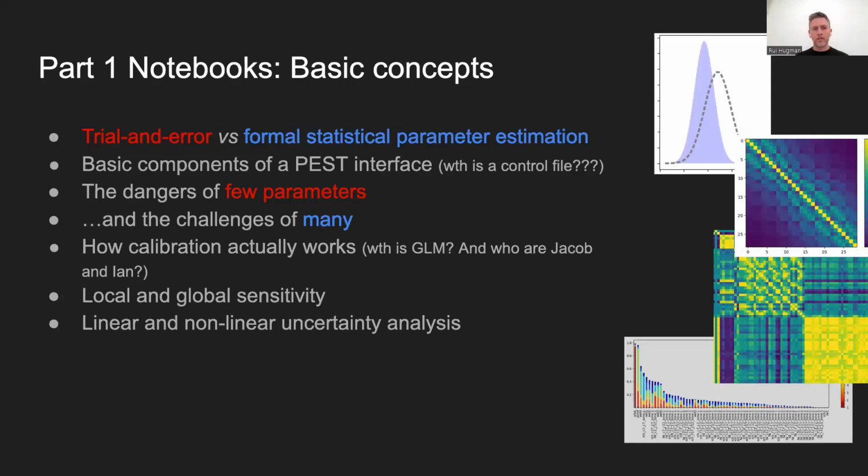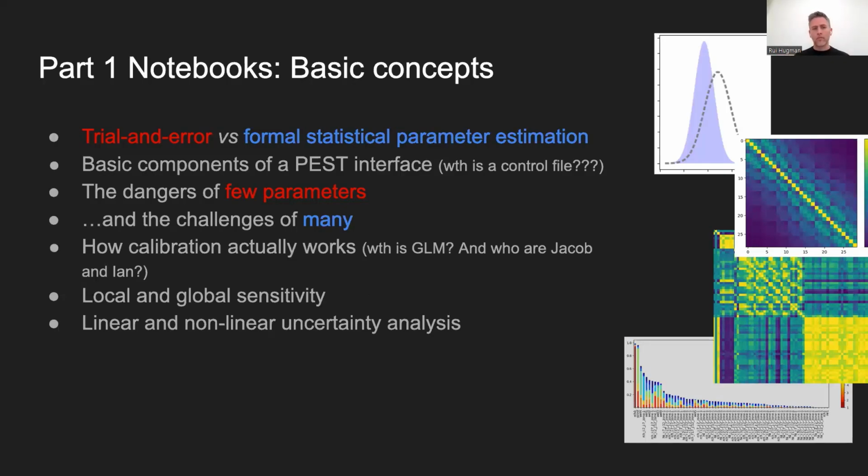As I mentioned, we go through the basic components of a pest interface. What's a control file? What's a template file? How does pest run a model? How does it see the parameters and see the observations, and so on? And then we start to go into some of the more applied concepts of how we need to design a modeling analysis or modeling workflow in a decision support context. So why do we use lots of parameters versus just relying on 1 or 2? The dangers of overfitting, and so on.